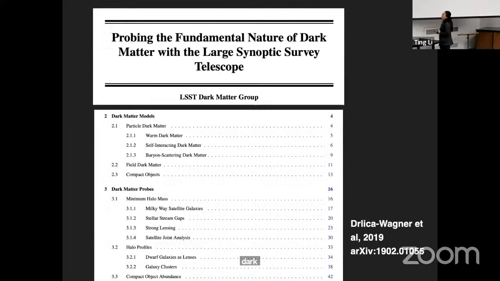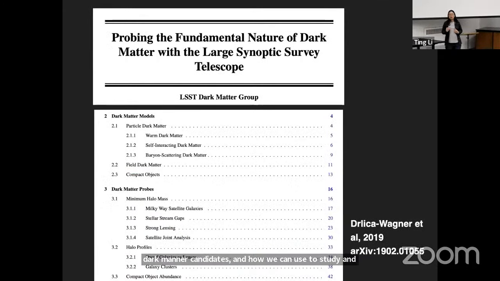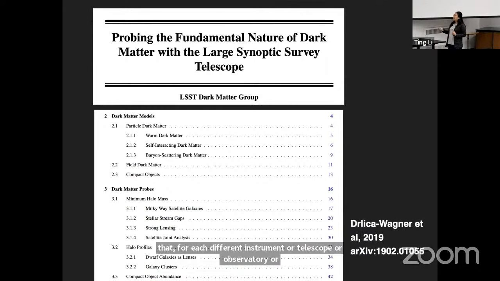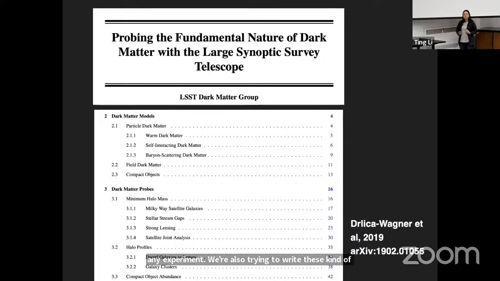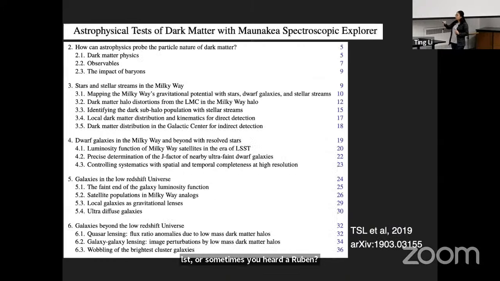Not only for that, for each different instrument or telescope or observatory or experiment, we are also trying to write these kind of science papers to talk about how we can use this particular instrument to study dark matter. So these are all very nice white papers for you to read if you want to learn about the field in general. This is a paper on the Large Synoptic Survey Telescope, or LSST, or sometimes you've heard of Rubin probably. That's the one that will start in 2 years.